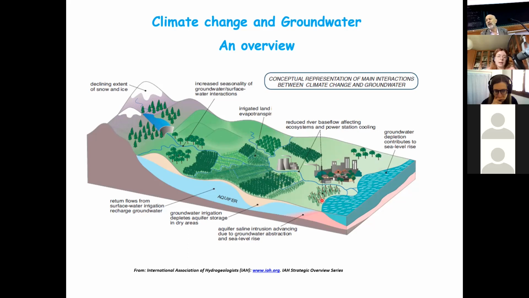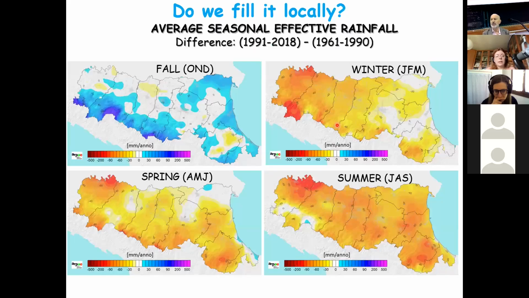And finally, along the shoreline, along the coast, we expect a salinization due to increase of groundwater overexploitation, the increase of seawater level, and so the increase of the salinization process along the shoreline. These are the main impacts that we expect concerning the connection between climate change and groundwater.